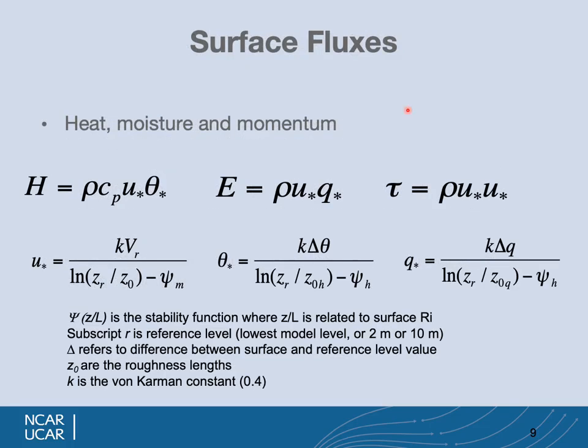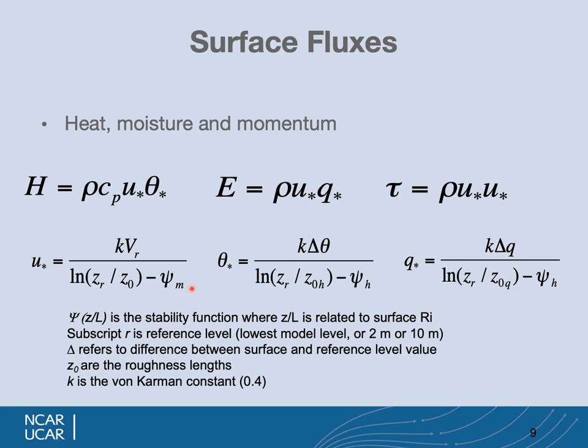So now we come to the surface fluxes. The heat flux is given by rho Cp U star theta star, the moisture flux is given by rho U star Q star, and the momentum flux, or surface stress, is given by rho U star squared. Recall that U star is a constant in the surface layer and defined by the lowest level value of velocity and this log profile. But now we also have this stability function psi m.